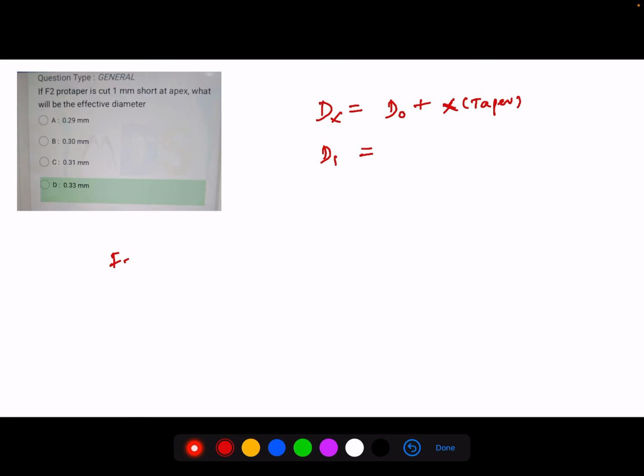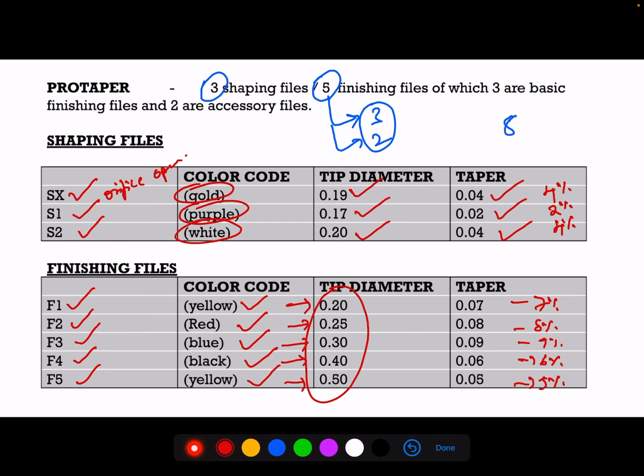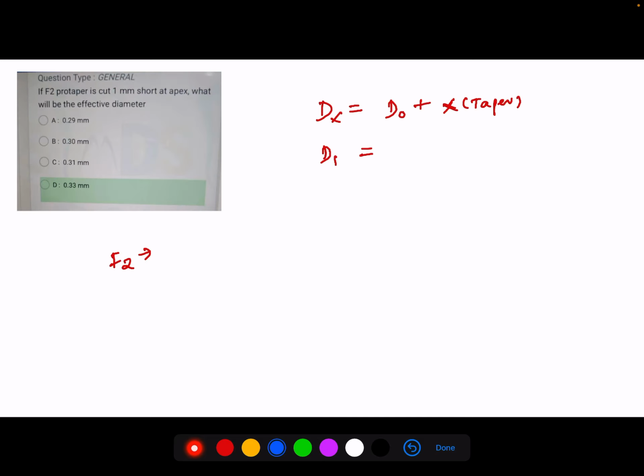If you talk about the F2 file, you can go back to the chart and check it. F2 file has a tip diameter of 0.25 and a taper of 8%. So the dimensions are 0.25 and 8% taper. Now they are asking the D1 value. Dx is nothing but tip diameter plus x into taper, where x is 1. Taper is 0.08. So it is 0.25 plus 0.08. The answer is 0.33.